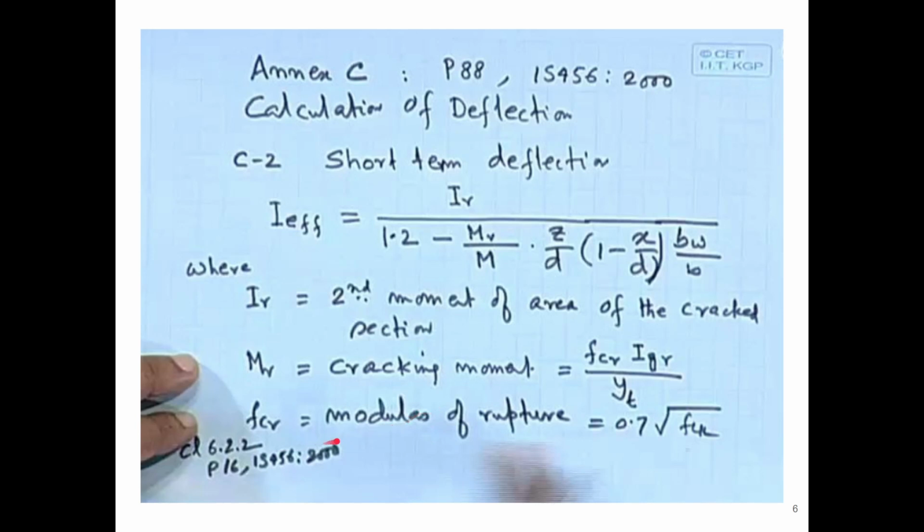fcr is the modulus of rupture, that is the flexural strength. This is 0.7 root fck, and this formula we have obtained from clause 6.2.2, page 16, of the same IS 456.